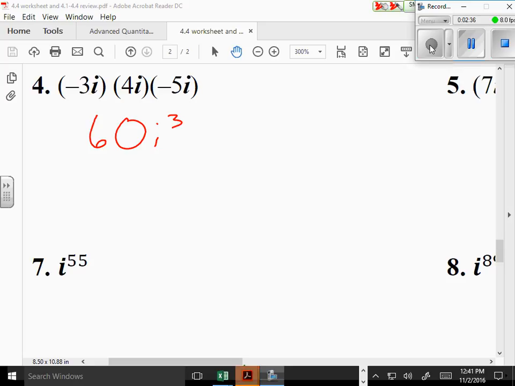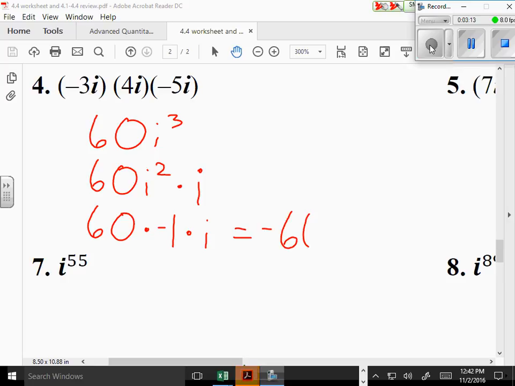i cubed can be written as i squared times i. And that's the process, that's how you need to look at any exponents on i, as how many i squareds is that? Because i squared is negative 1. i squared and negative 1 can be substituted for each other. So that means this is going to be the same as 60 times negative 1 times i. Negative 60i.